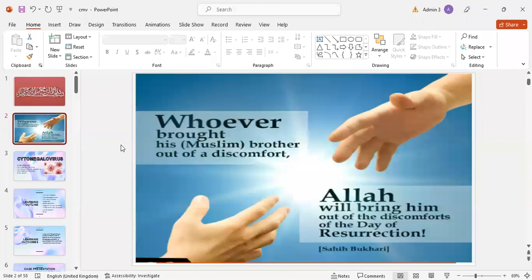Hadith of the day. Whoever brought his Muslim brother out of discomfort, Allah will bring him out of discomfort on the day of resurrection.